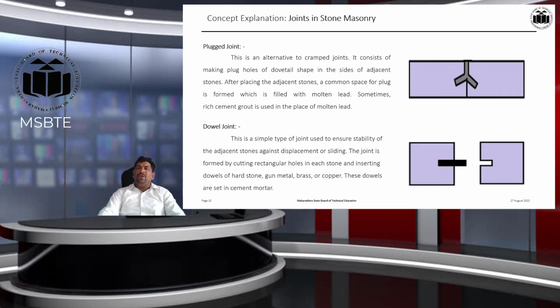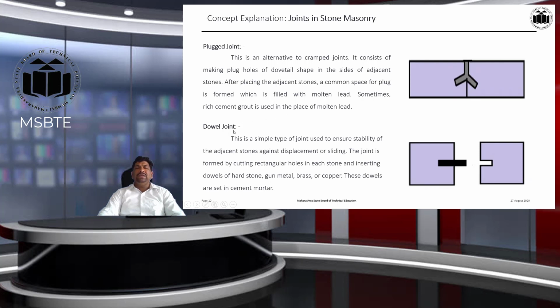So here, if you observe, two different stones are meeting over here, and two dovetail shape cuttings are done for putting the molten lead over here to make a proper jointing of both the stones, and this is nothing but a plug joint.